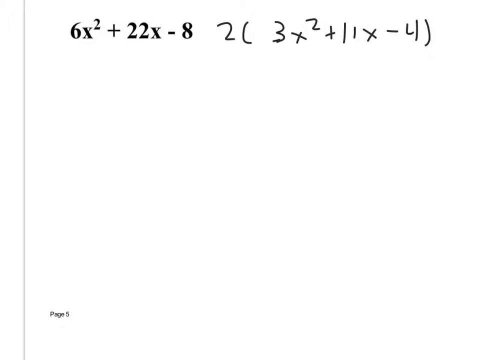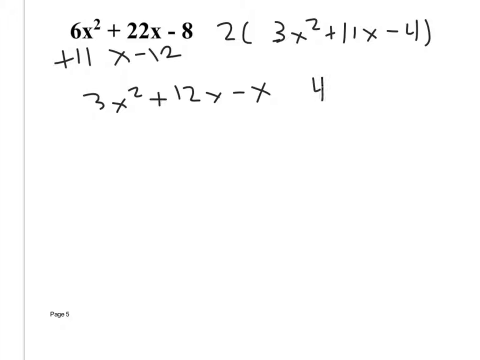So now I look, what would add to give me 11? What would multiply to give me negative 12? Well, it'd have to be 12 and negative 1, right? So 3x squared, which I'd want to go with 12 here, so I'm going to say plus 12x minus 4. And all of that is times 2. But you really don't have to remember, you just have to keep that in there.